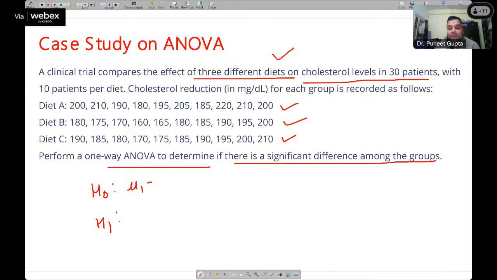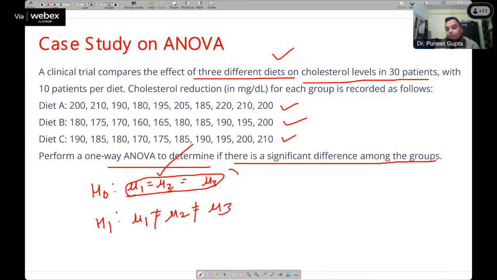H0 will be mu1 is equal to mu2, like that was for the independent tests. Now you just extend it to however many groups you have. So here H0 is mu1 equal to mu2 equal to mu3, which means on average all groups are equal, and H1 is that they are not equal. Whatever the question, if you are comparing 3 groups, that will always be your H0 and H1.